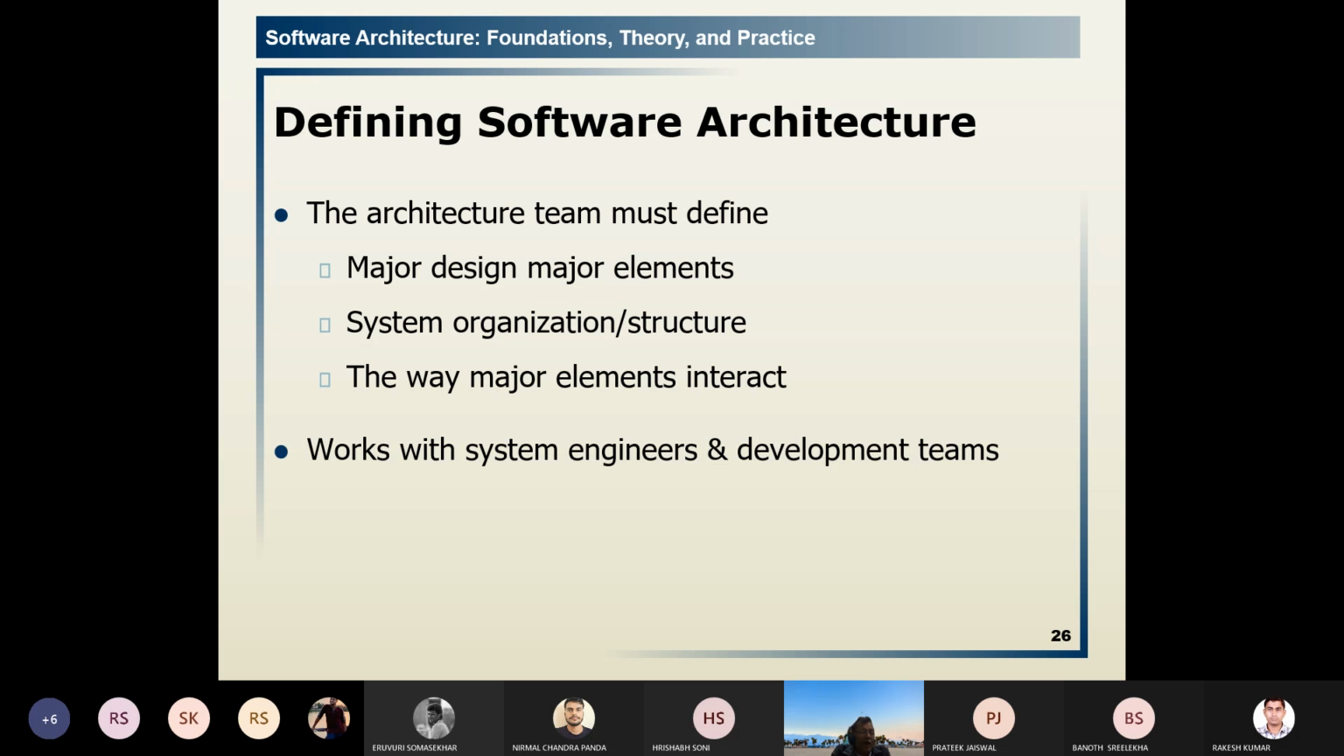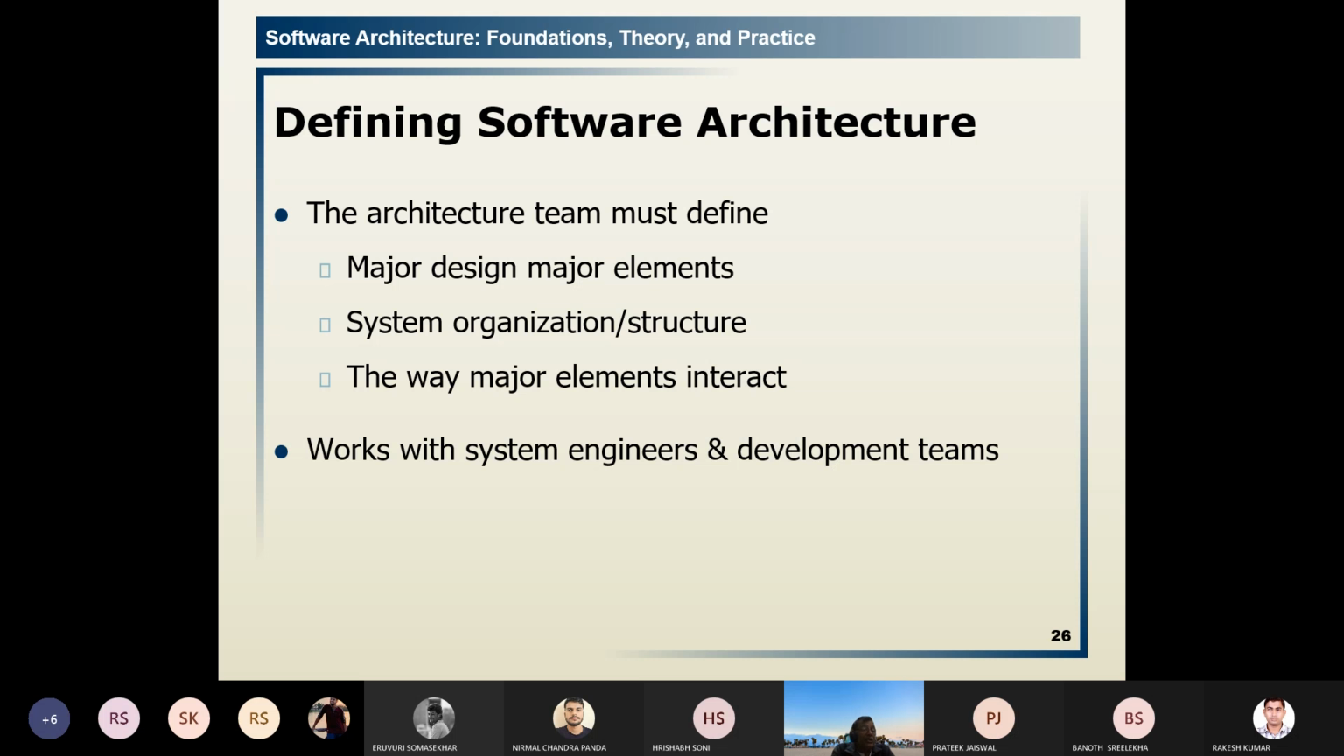Then they define the architecture among the members. Which are the major design elements? System organization, the structure of the overall system. Structure means which one is in the upper level, which one in the lower level. Mostly here the structure means the class diagram, that is the structure chart. They explain it among themselves. The way major elements interact, which are the most important elements or classes, how message passing works, what type of connectors work among themselves. They define it and understand each other.